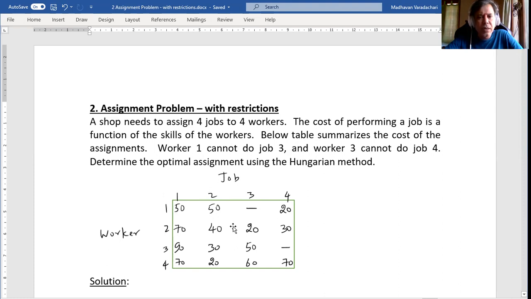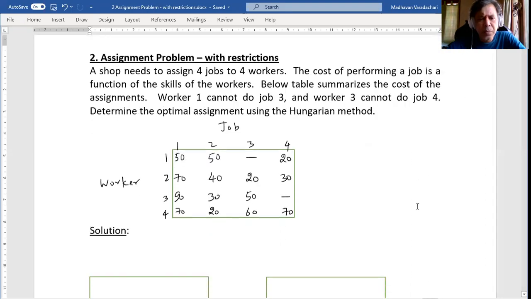Here the restrictions are like worker 1 cannot do job 3. That is why there is no cost over there; they put a dash here. Worker 3 cannot do job 4. Here again they put a dash. Determine the optimal assignment using the Hungarian method.